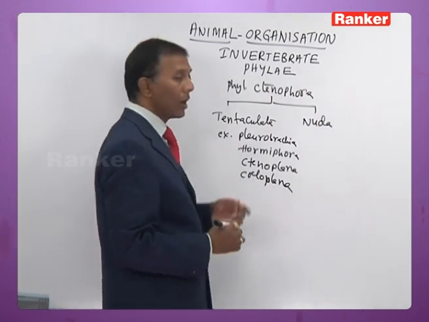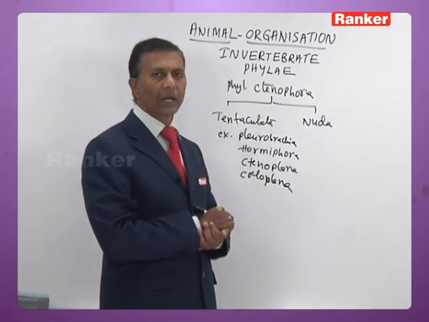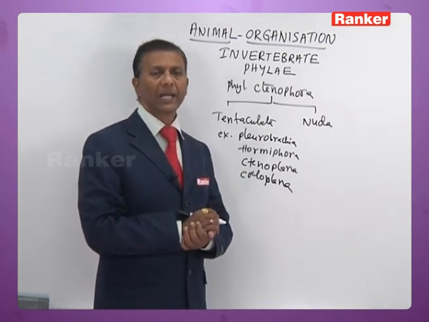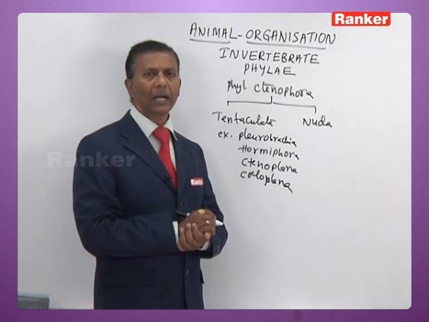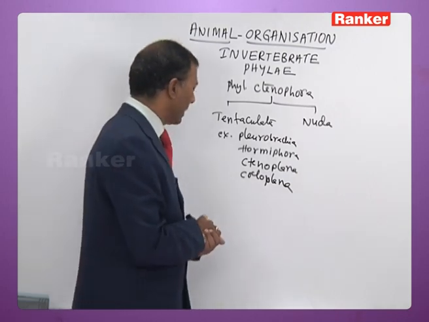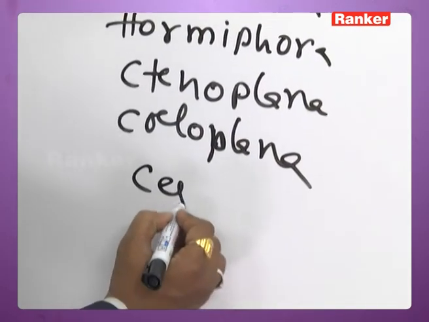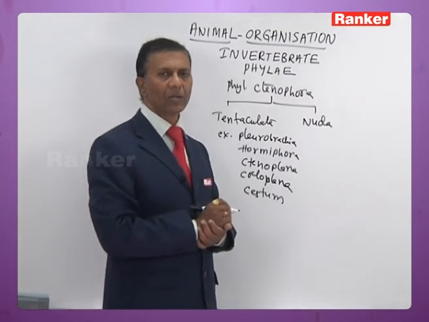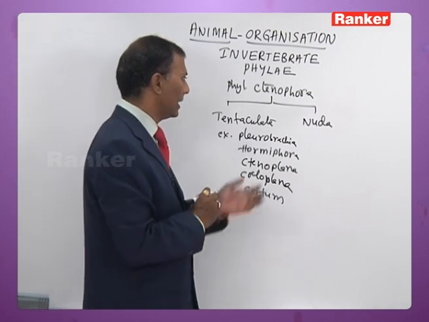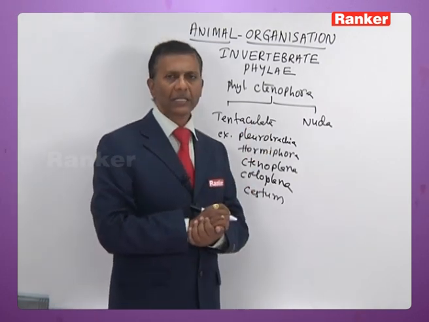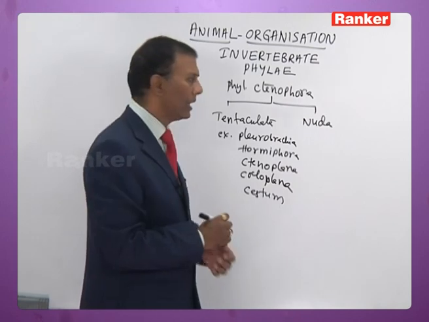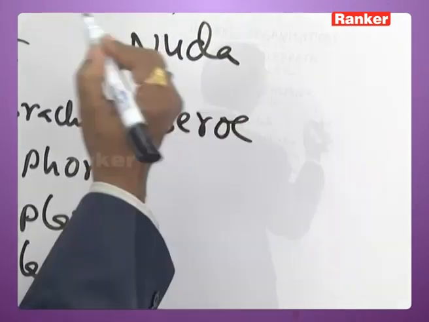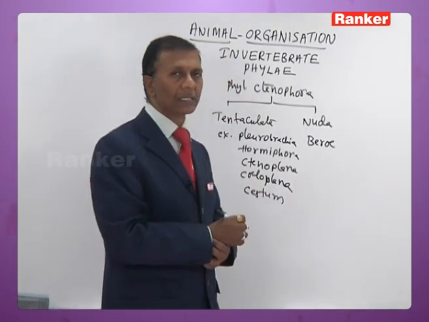The first two are commonly called comb jellies or sea walnuts or gooseberries. Ctenoplana and Coeloplana are the missing links between Cnidaria and Ctenophora. Apart from this, there is another example, Cestum. Cestum is commonly called Venus girdle. In Nuda, as the name indicates, tentacles are absent. The example for Nuda is Beroe.